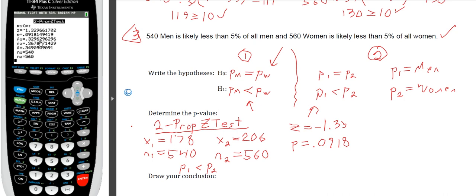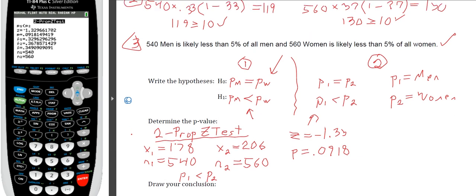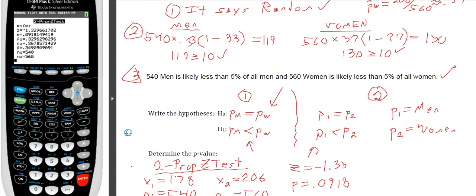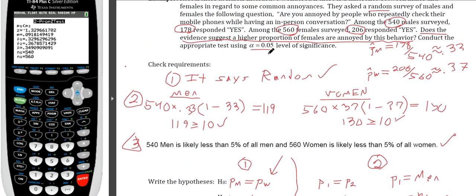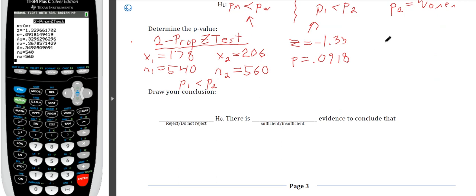The other values we get here: p sub 1, that's the proportion for 1, which we calculated earlier, was 0.33. Proportion 2, we calculated earlier, was 0.77. And p hat itself is kind of the average between the two. Then n1 and n2 are just sample sizes yet again. Now, in the description, we had a value to use for alpha for comparison purposes. We had alpha is 0.05, so that's what we're going to use.